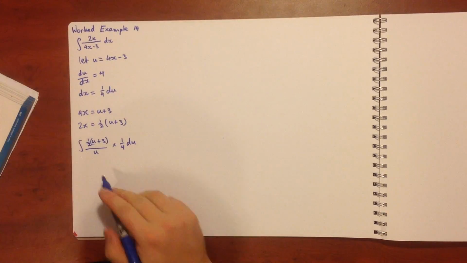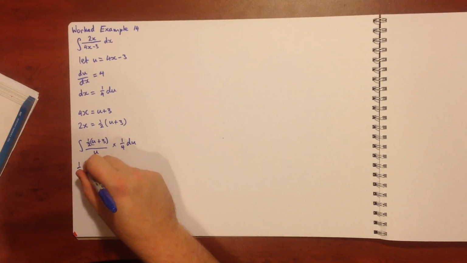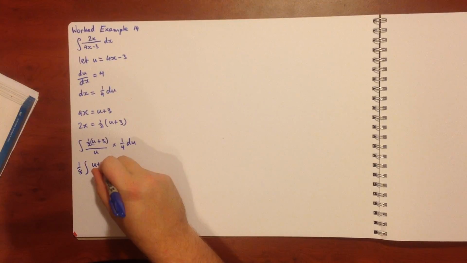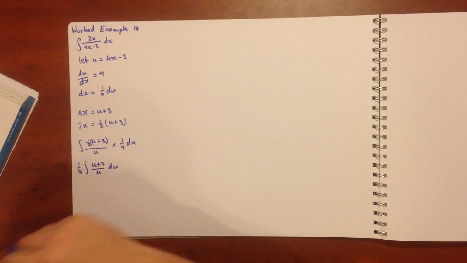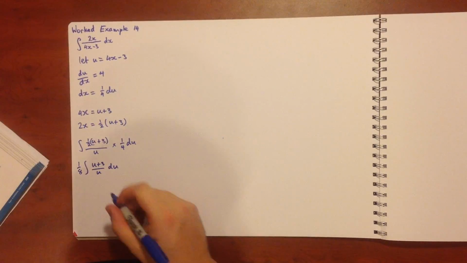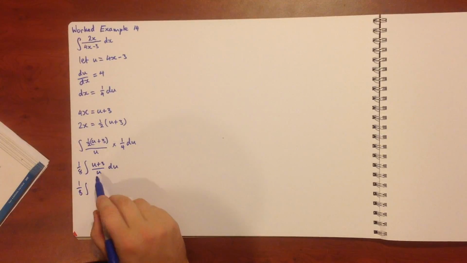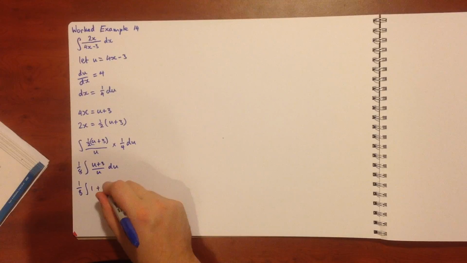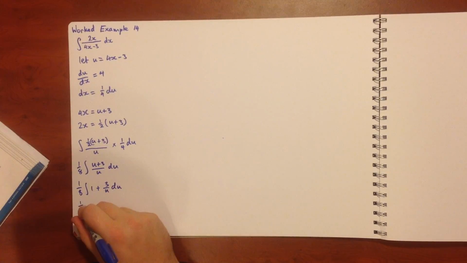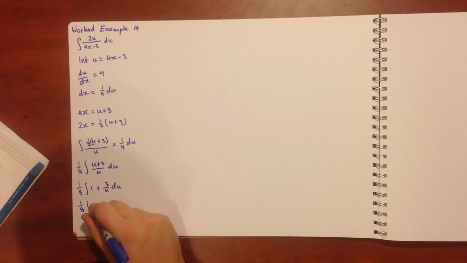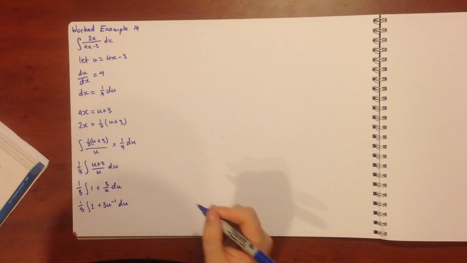So what we can do is bring this half out and the quarter out, so we've got 1 on 8 outside of u plus 3 on u du. Okay, so we're getting there. What we can do then is say 1 on 8 outside of, let's split this up and make it u on u, well, that's 1 plus 3 on u du, which we can say 1 on 8 outside of 1 plus 3 u to the negative 1 du.